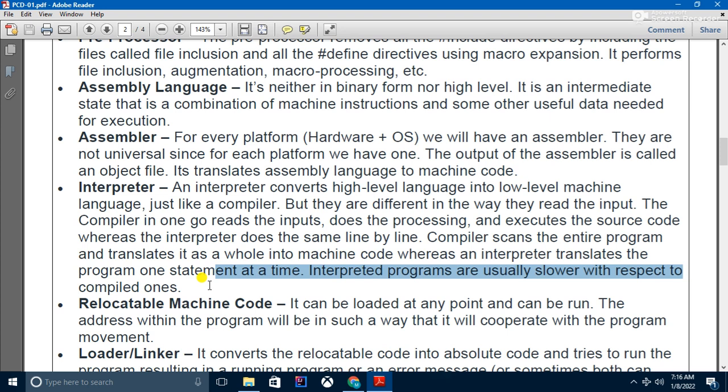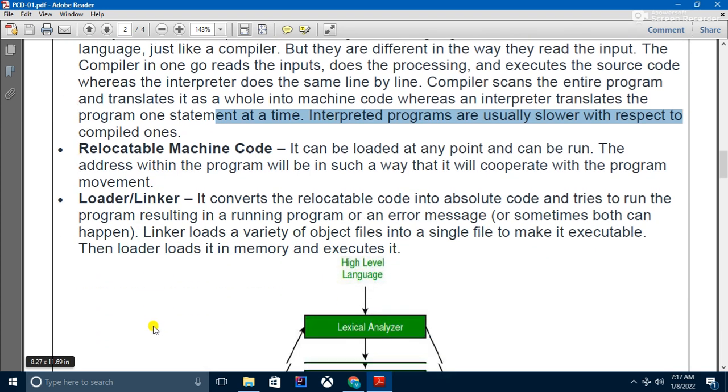Then we have relocatable machine code. It can be loaded at any point and can be run. The addresses within the program are such that they cooperate with the program movement. Then the loader or linker converts relocatable code into absolute code and tries to run the program, resulting in a running program or an error message, or sometimes both can happen.